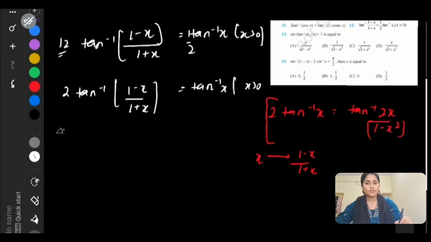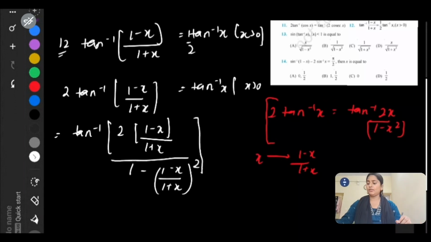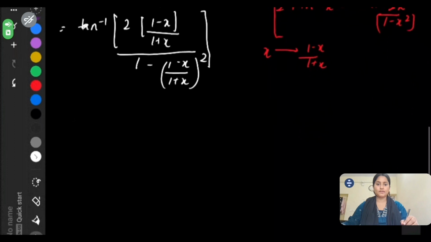So now let's do it. We get tan inverse of 2 times, in place of x we write (1 minus x upon 1 plus x), and the whole divided by 1 minus, in place of x we took (1 minus x upon 1 plus x) whole square. I'm doing it right? Yeah, I guess so. Let's move to the next step.